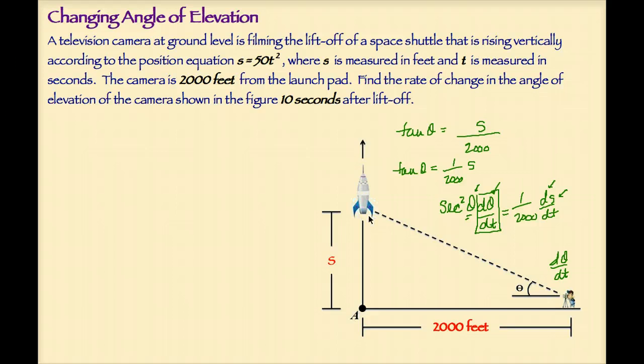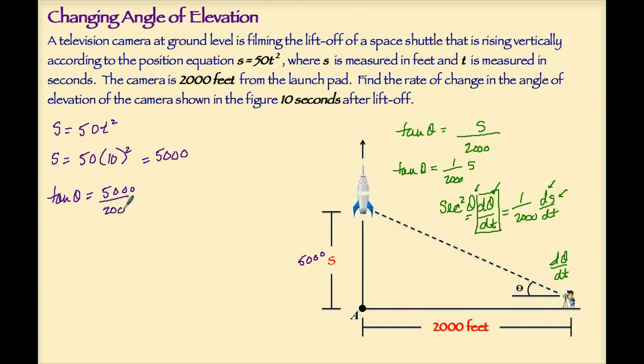So what was the height of the rocket 10 seconds after liftoff? If the position equation is s equals 50t squared, the position 10 seconds after liftoff would be given by 50 times 10 squared, or 5,000 feet. So at this moment in time, s is 5,000. Now we'll be able to find out what theta is at this moment in time as well. Using the tangent ratio, tan theta has to be 5,000 over 2,000. That means theta is approximately 1.19 radians.